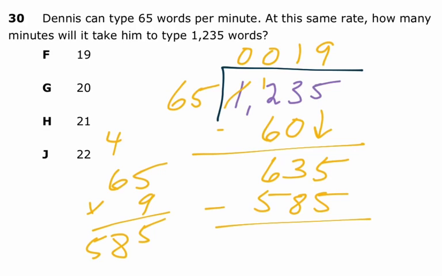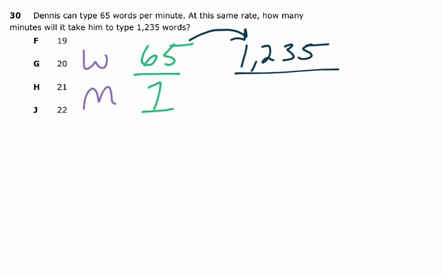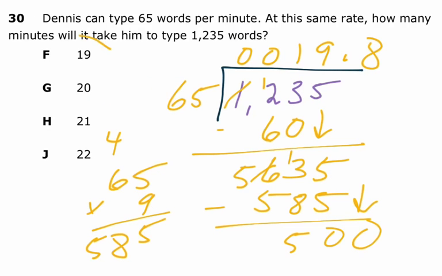To subtract, I get 0 there, 5, 13 would get me a 5 there, and then bring down another 0. So we're going to get 19 with the remainder if we keep going. 65 is going to go into that 8 times and continue, but we're going to get 19 with a decimal. So essentially, how many minutes would it take him? It would take him about 19. That's going to be the best answer, F, for number 30.